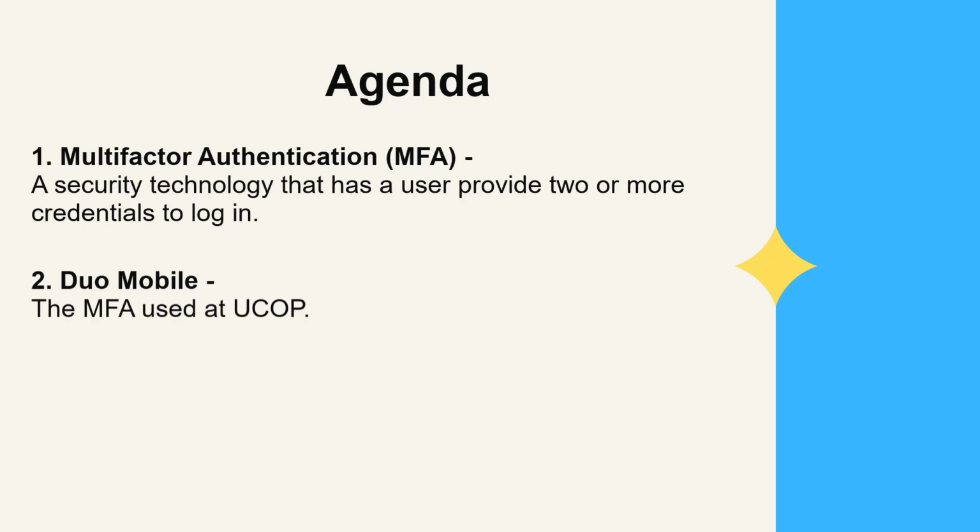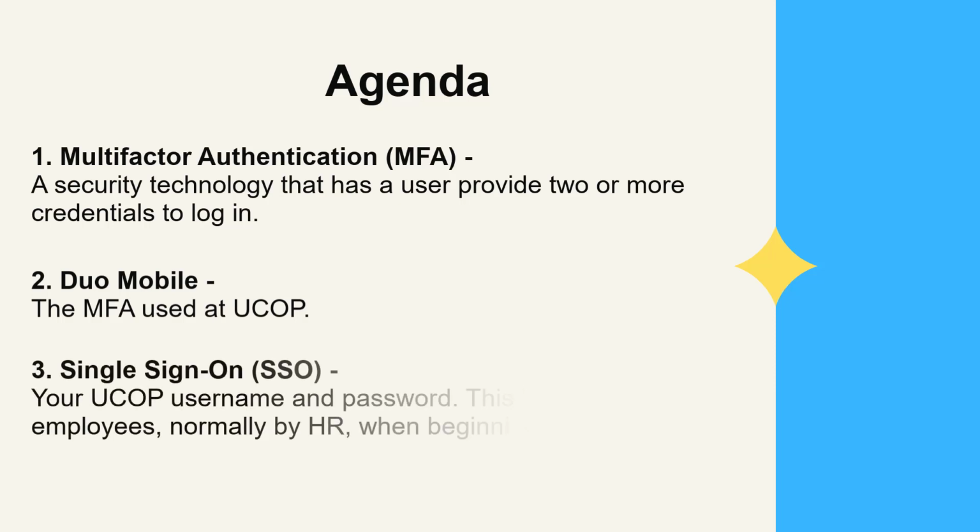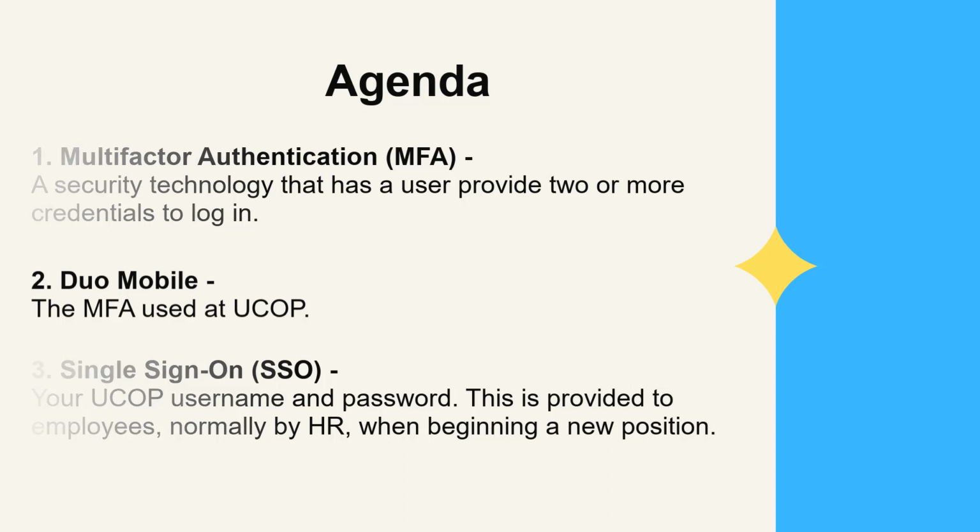Most UC Path programs and applications require you to log in with your single sign-on, SSO. This is your UCOP username and password. This is provided to employees, normally by HR, when beginning a new position.